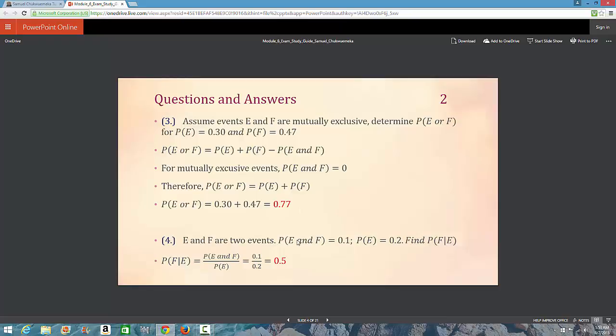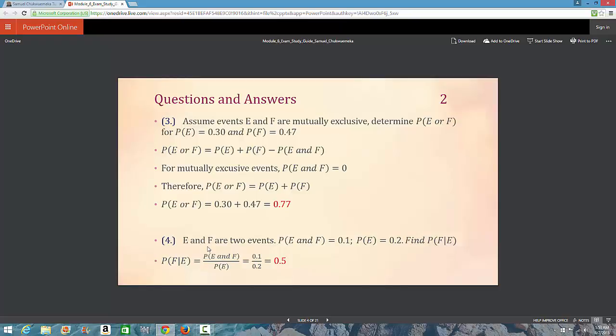But for mutually exclusive events, which means the events cannot occur at the same time, the probability of events E and F will give us 0. So you just add these two probabilities: 0.30 for the probability of event E and 0.47 for the probability of event F. And that gives you 0.77, or 77%, or 77 out of 100. You can express probability in any of those three ways.